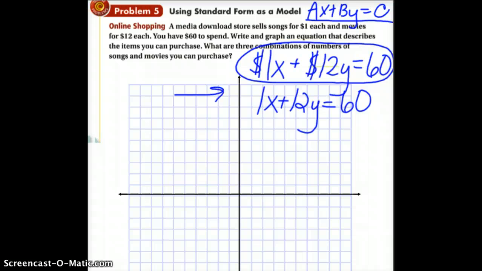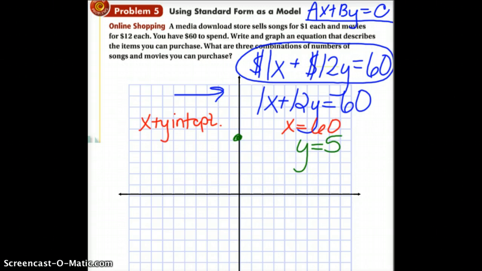If I wanted to graph this, with this form of an equation, I can only graph using the x and the y intercepts. I'm going to abbreviate that. To do that, I make y 0. Well, if I cover up 12y, 1x equals 60. There's my x-intercept. If I want to get my y-intercept, make x 0. X times 1 times 0 is 0, so 12y equals 60. Y equals 5.